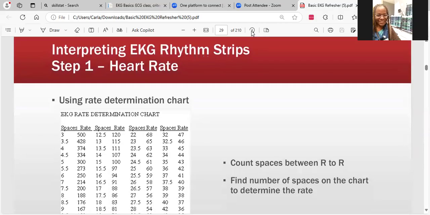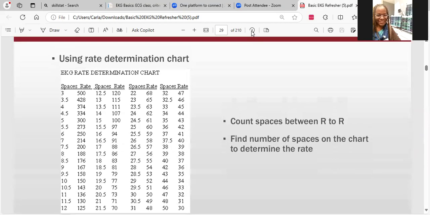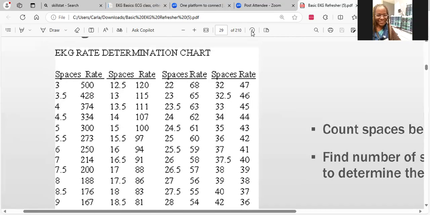Please scroll down to the heart rate chart. How we can determine some other rhythms is count the spaces between R to R, find the number of spaces on the chart, and then determine the heart rate. So the spaces that we're counting are small boxes. So to the left, as we can see here, 3 small little tiny boxes between complexes would be about 500 beats per minute. 6 little boxes between complexes would be 250 beats per minute.